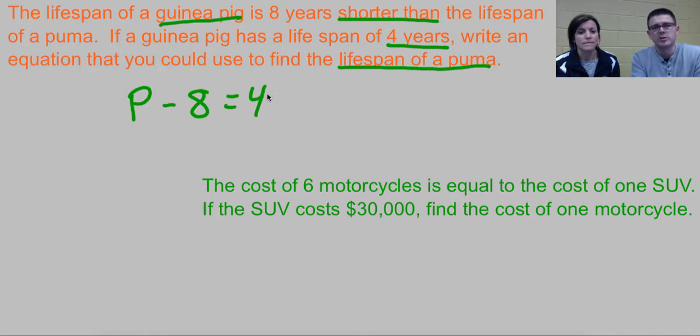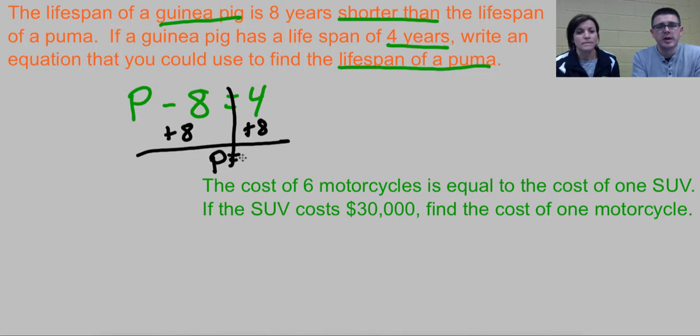So we're kind of piecing those parts together. What don't I know? What am I going to do to it? And then what should be the answer on the other side of my equal sign? When we're ready to solve it, then we undo whatever they did to the variable. Here they subtracted 8, so I'm going to add 8 to both sides. And in this case, the puma's lifespan is going to be 12 years. So going back, checking to make sure that the puma is indeed longer than the guinea pig and that your answer is bigger than the guinea pig's 4 years.